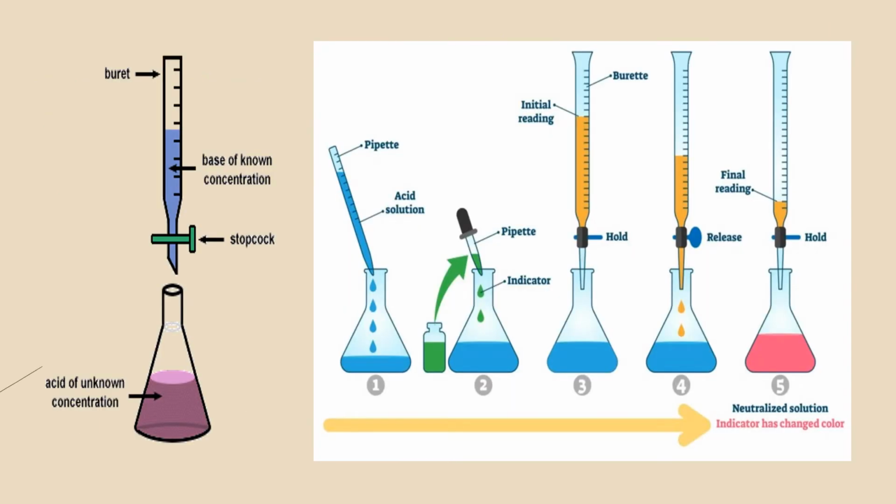Okay, so this is a typical setup of titration. So you have your burette. Again, this could be either an acid or a base. Paano po natin malalaman if it's an acid or a base burette? So you can look at the stopcock. Usually an acid burette would have a glass stopcock, and then a base burette would have a rubber stopcock.